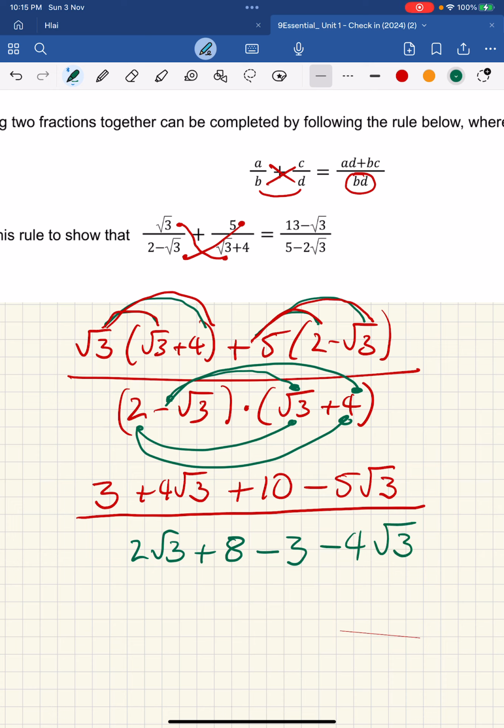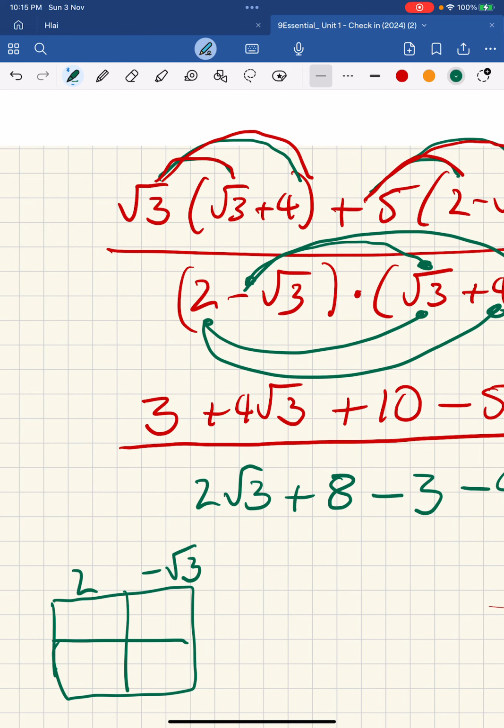Now, if that proved a bit confusing for you, don't worry, just go back to the grid method, right? Just get the grid on the top, 2 minus root 3. On the side, root 3, positive 4. Then go ahead and fill all the answers in the right place, right? This might be a little bit easier visually, I think. And then add all the pieces together, and you'll get the same answer.